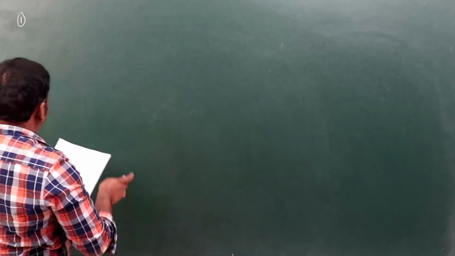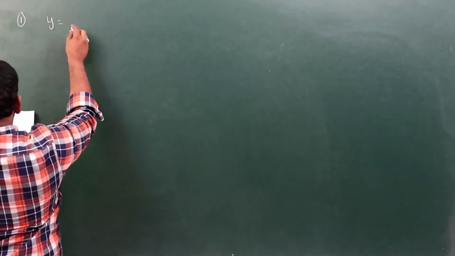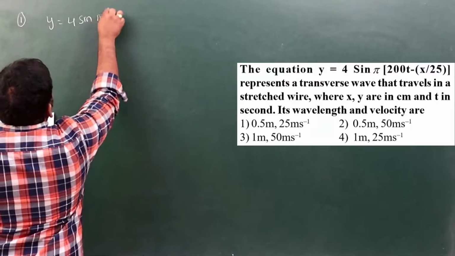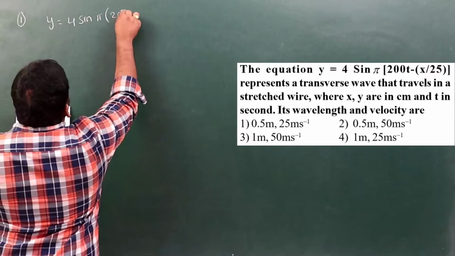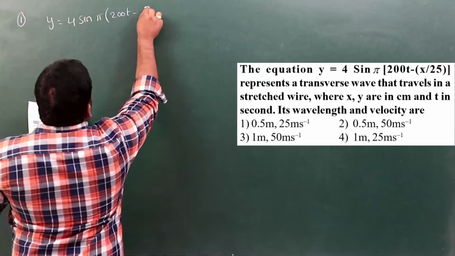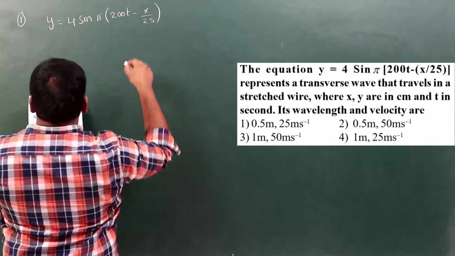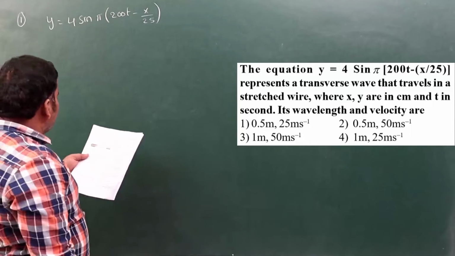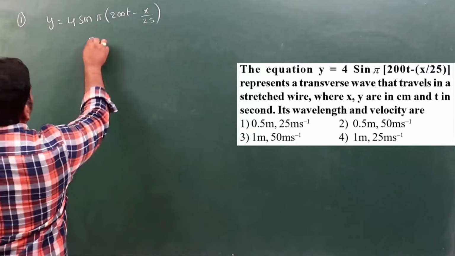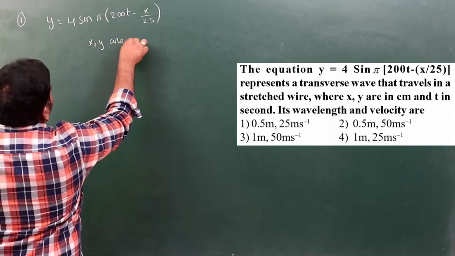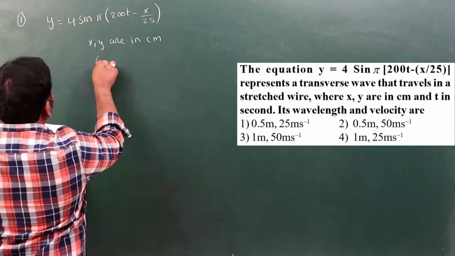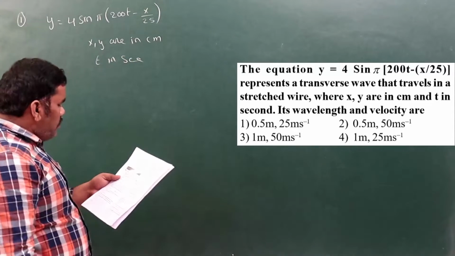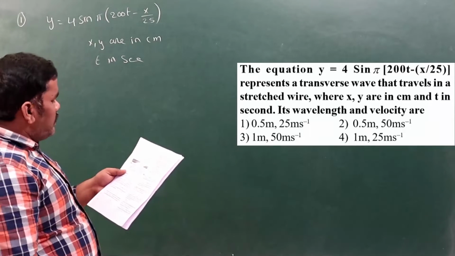See, the equation y is equal to 4 sin pi into (200t minus x by 25) represents a transverse wave that travels in a stretched wire, where x and y are in centimeters, t in seconds. Its wavelength and velocity are.